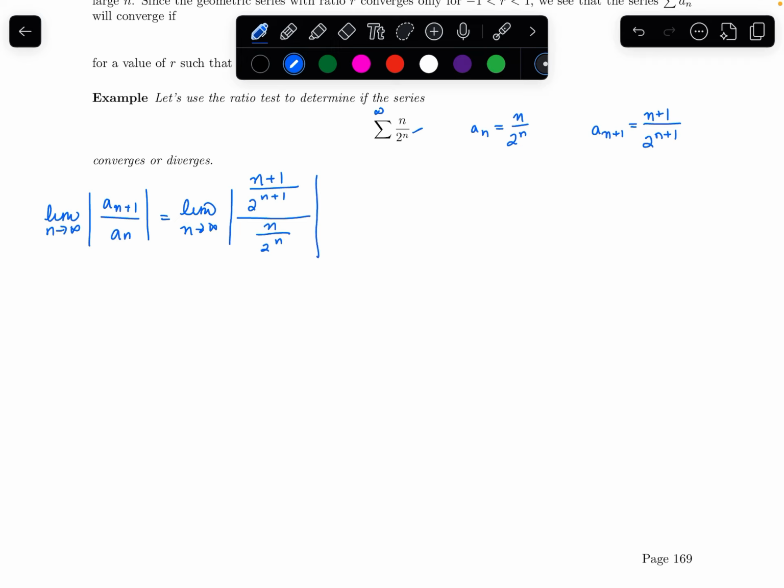Absolute value. I like to do my algebra rules with fractions where I keep the top, change this to multiplication, and then flip the bottom.